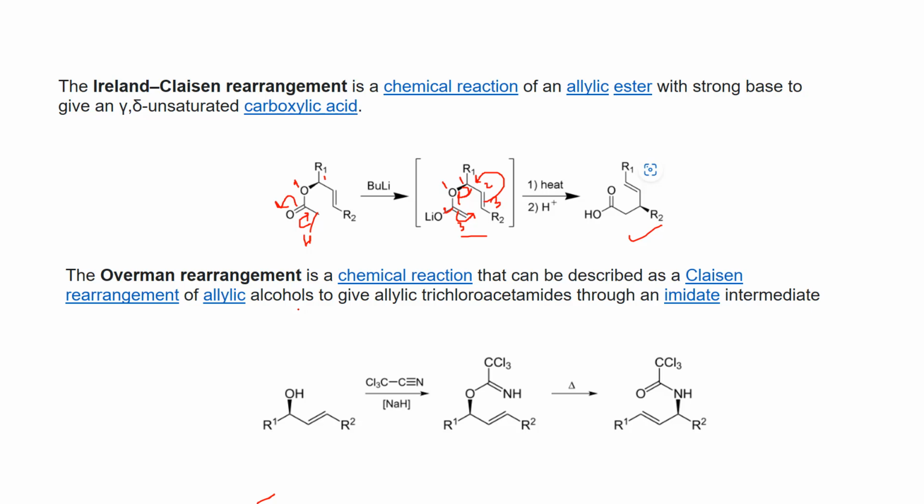Suppose in some question it is given that it is Cope or Claisen or Ireland Claisen or Overman. There is a very thin line between all these four, because the mechanism is the same for all. All are 3,3 sigmatropic reactions, but one is for a simple 1,5-diene. Ireland Claisen is for allylic ester, whereas this Overman rearrangement is for allylic alcohol.